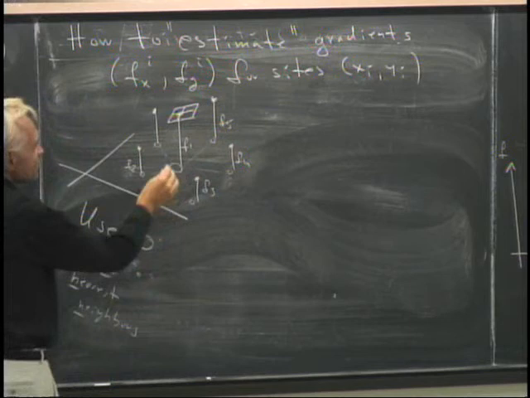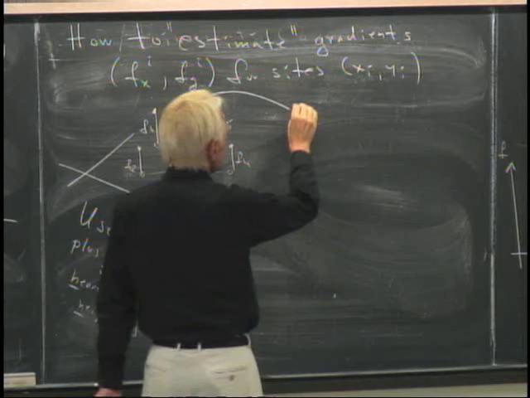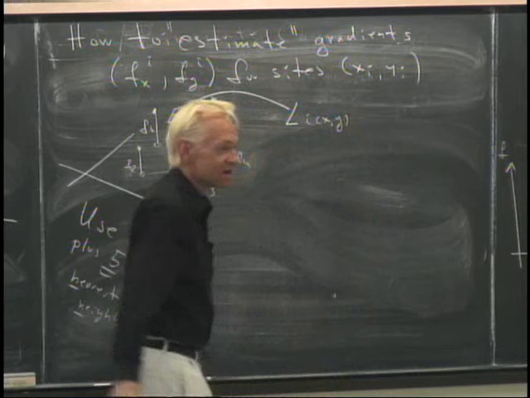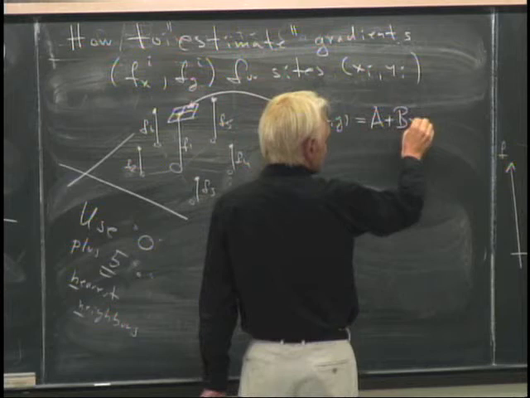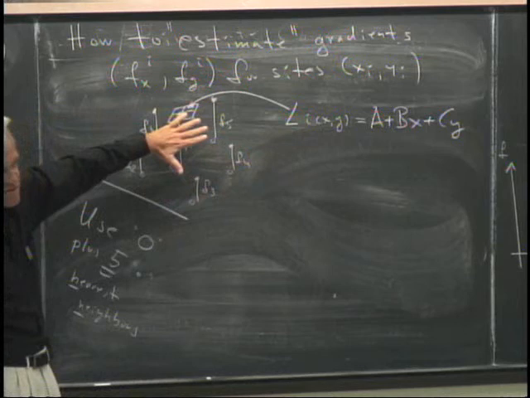And now this particular linear polynomial has a certain form, L_i(x,y). If it's linear, it will have the following form: it is just a plus b times x plus c times y. That's all there is to a linear polynomial in 2 variables. Okay, and now I would like this linear polynomial to approximate these 6 sticks, and I write this down.